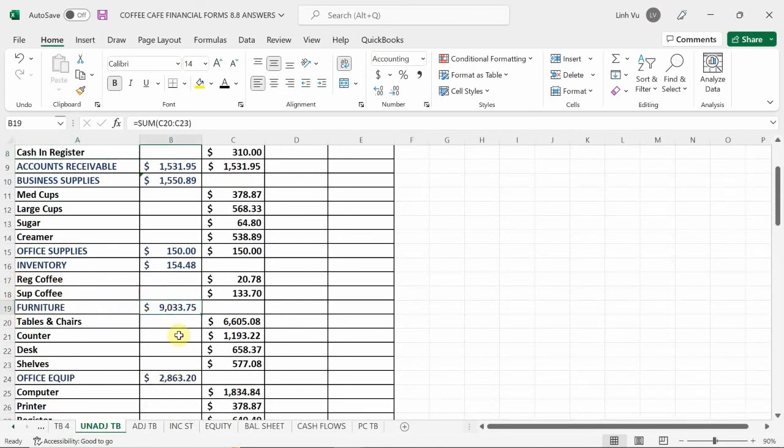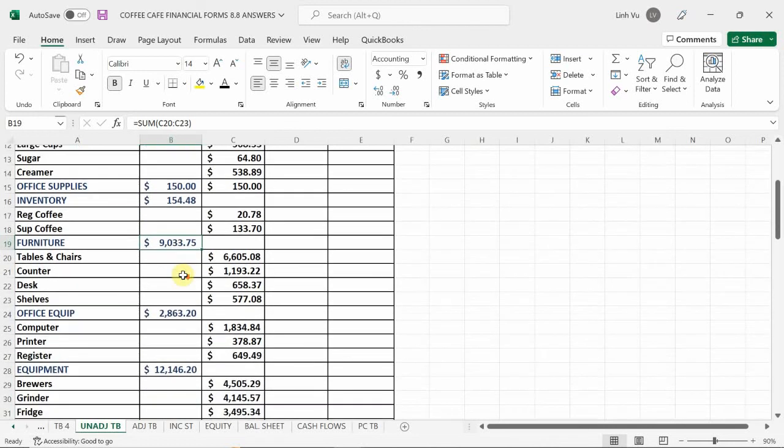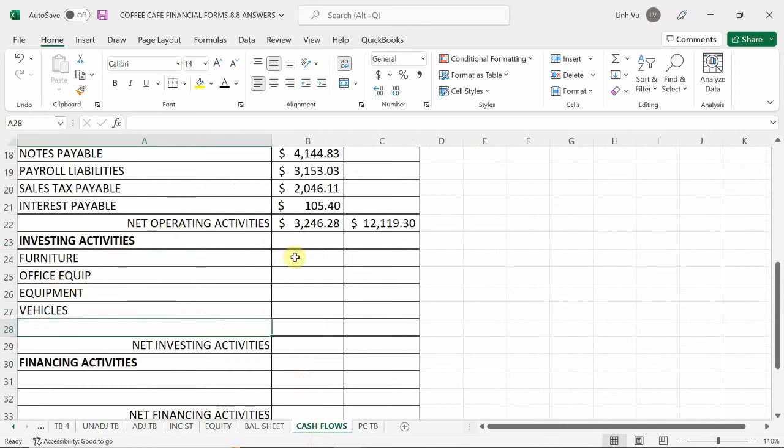I originally purchased my furniture, which included my tables, my desk, counter, and shelves, for $9,033.75, because that's what I originally purchased it for. Because depreciation is considered a non-cash transaction, this is the historical cost I need to look at. So how much money did I actually buy my furniture for? $9,033.75. So that's what I need to put in my cash flows.